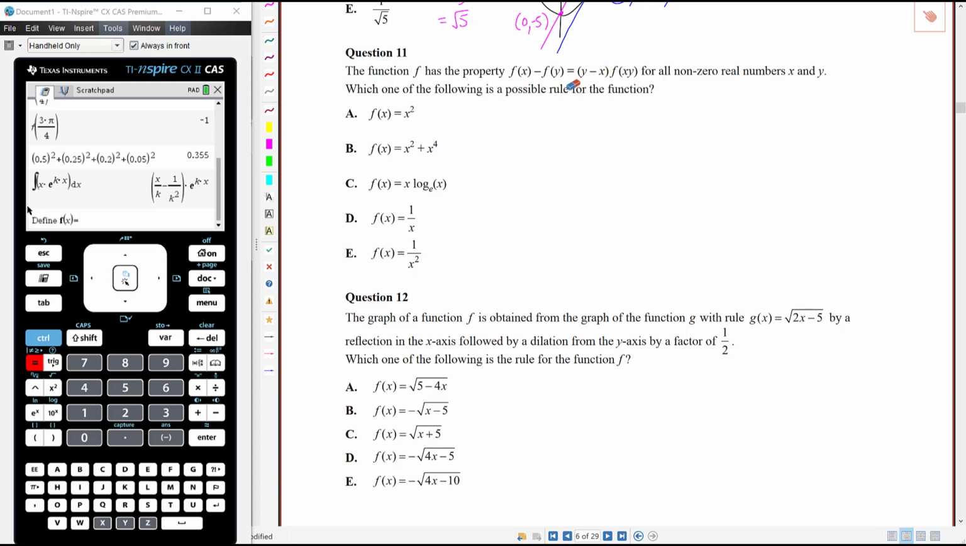So I'm going to define f of x as x squared, which is my first option A, and then I'm going to get my CAS to work out f of x minus f of y, and to see if that is equal to y minus x times f of xy. Careful with the xy, you want to make sure you type x times y, otherwise it will be calculating something different. Now, if this is true for all values of x and y, it will just write true. If it's not true for all values of x and y, it'll give me an equation, and it's only true for the solutions of that equation. So this is not true for all values of x and y.